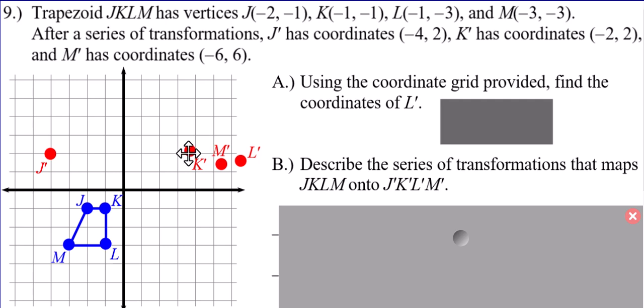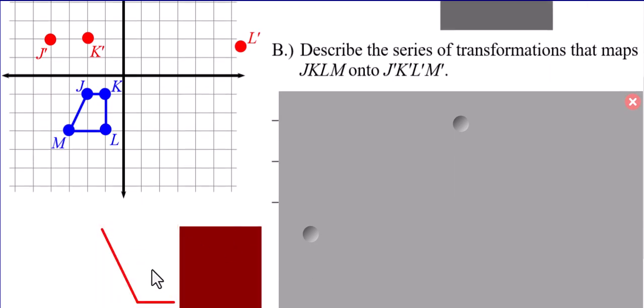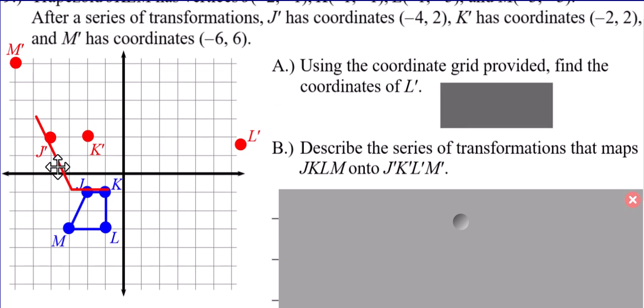K prime was -2, +2. So that's here. M prime was -6 and 6. And I'm going to connect those dots. Not quite completing the entire parallelogram right away, but that puts it right about there. Okay.